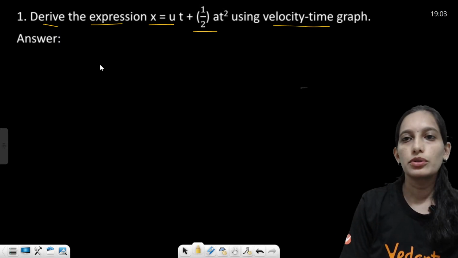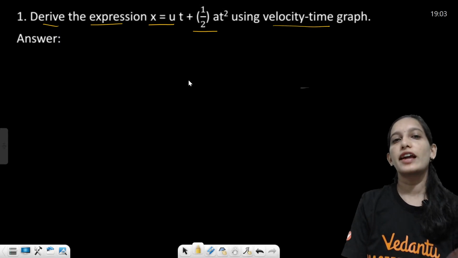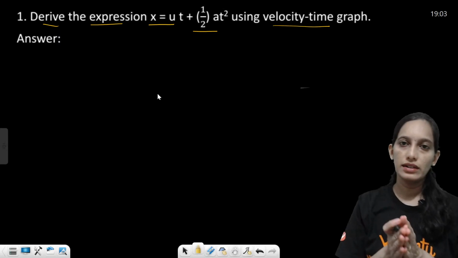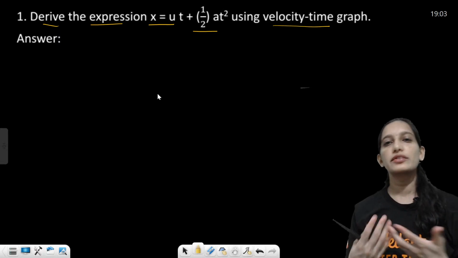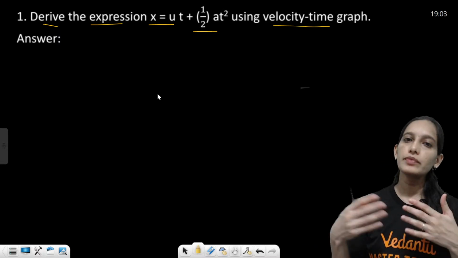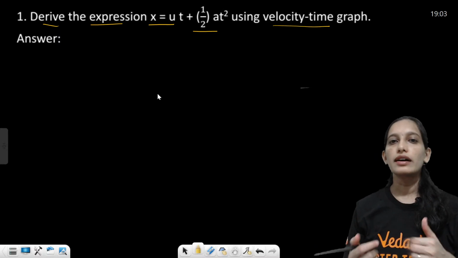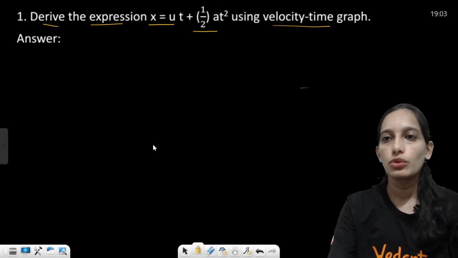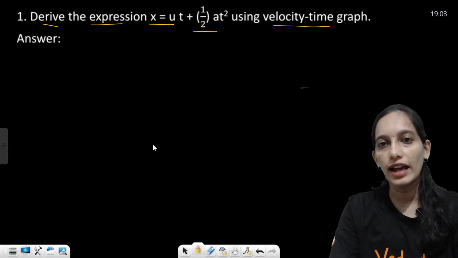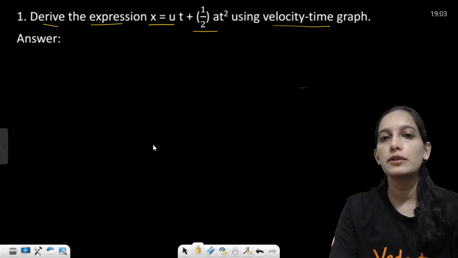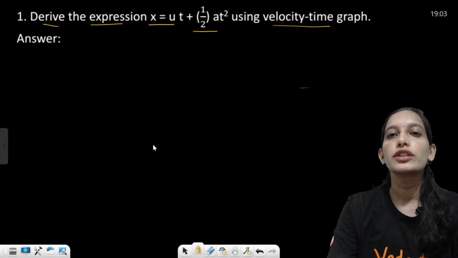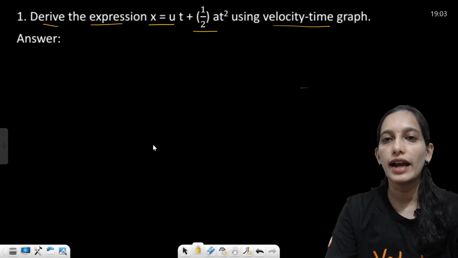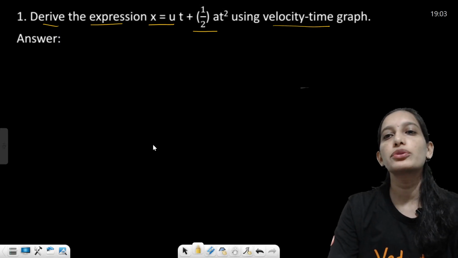As it is graph based, our first job should be drawing the corresponding VT graph and defining the variables which we'll be choosing, and then we can go ahead for the actual derivation part. While you're drawing the graph, axes should be labeled properly or else there's a possibility that you're going to lose the marks. In all physics graphs, it is essential to label the graph.